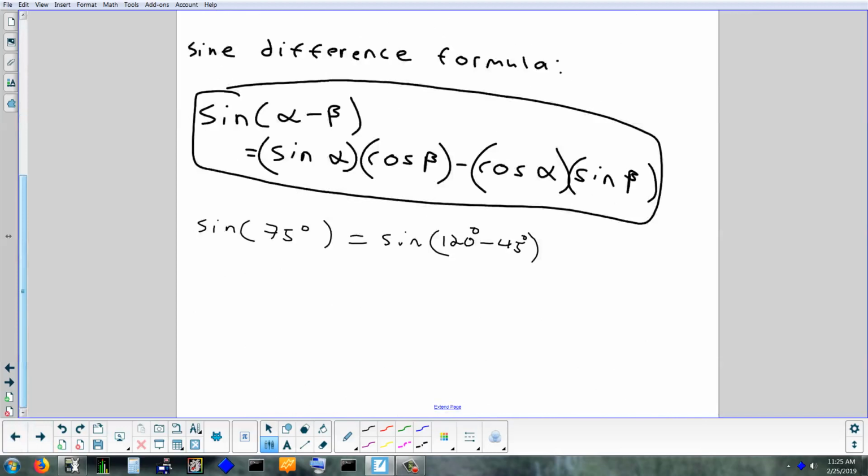And now we're doing the sine of a difference. Sine first, cosine of the second, minus cosine first, and then sine of the second.